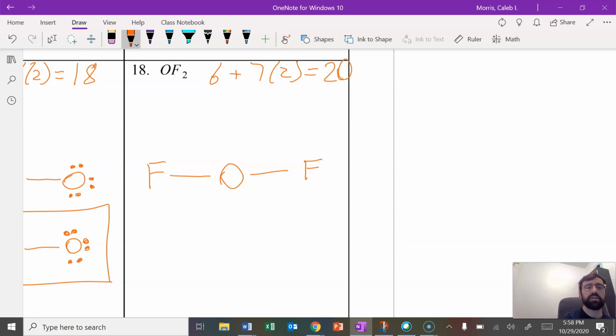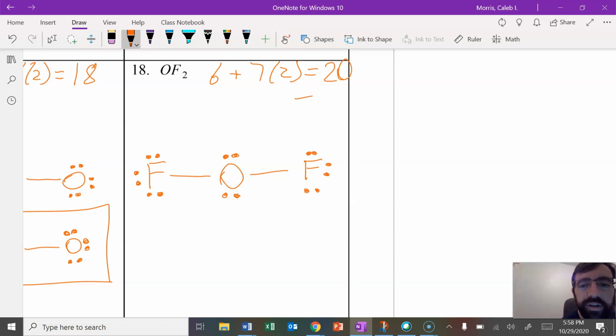First trying to make the outer atoms happy with those 20 electrons. And we're going to use all 20 of them. So I have 2, 4, 6, 8, 10, 12, 14, 16, 18, 20.